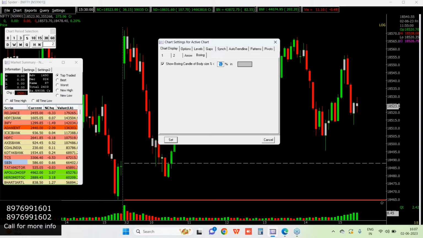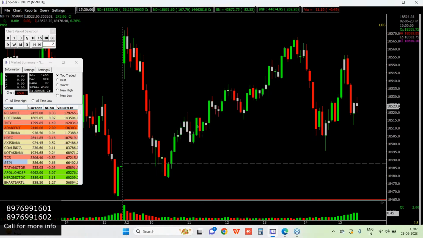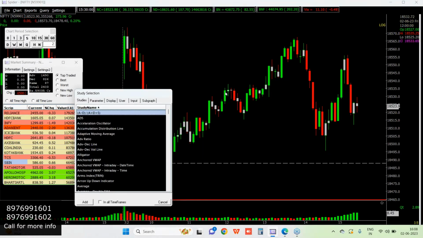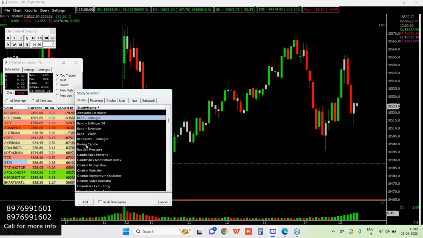Once you click on this, you can set it, and you will get this gray color body candle, which defines that this is not a strength candle. Wherever you get a green or a red bar, that is a sharp bullish or sharp bearish candle. This setting will help you, and on this setting basis we created one new study, named boring candle. For that, click on the chart and press S, then directly press B, and here you will get a boring candle.